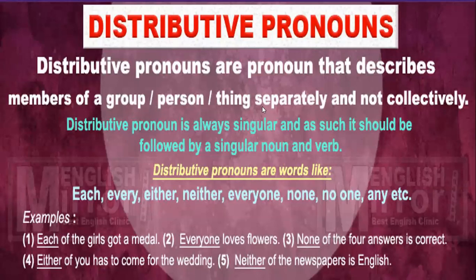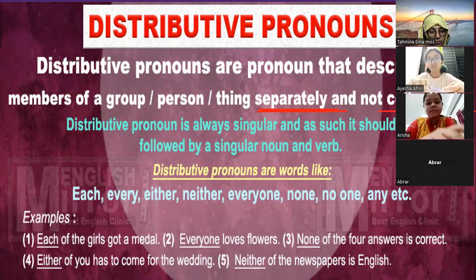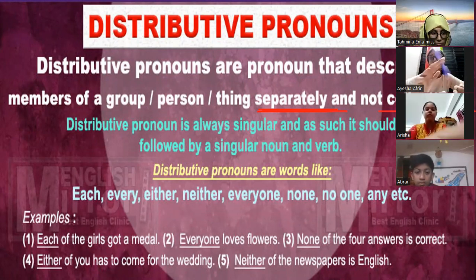তো এরকম জিনিসগুলো হচ্ছে ডিস্ট্রিবিউটিভ প্রোনাউন। দ্যাট ইজ আ মেম্বার্স অফ আ গ্রুপ, পার্সন, থিং সেপারেটলি অ্যান্ড নট কালেকটিভলি। কি বলছে এখানে? আবার একটা বিশেষ কথা বলেছে, সেপারেটলি নট কালেকটিভলি। সেপারেটলি মানে আলাদা আলাদা করে, একসাথে নয়, বিচ্ছিন্নভাবে, এবং কালেকটিভলি মানে একত্রে। এভরি, ইচ, ওয়ান অফ, এগুলো দ্বারা যে ইন্ডিভিজুয়ালি বুঝায় সেটা মনে আছে তো?